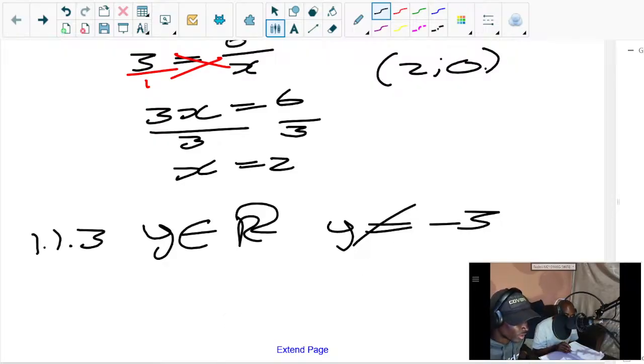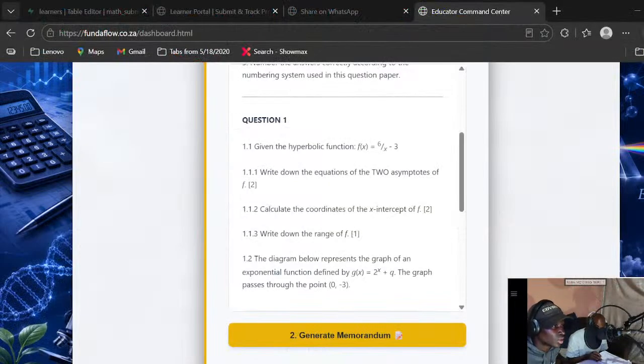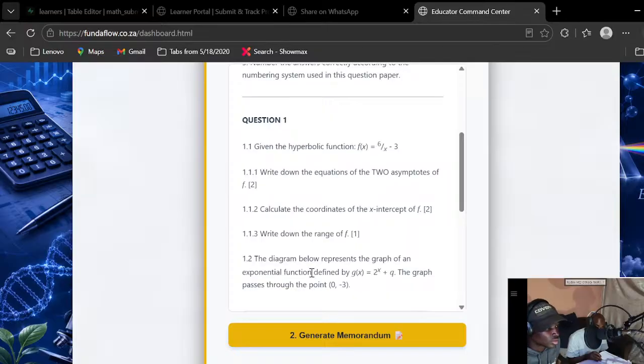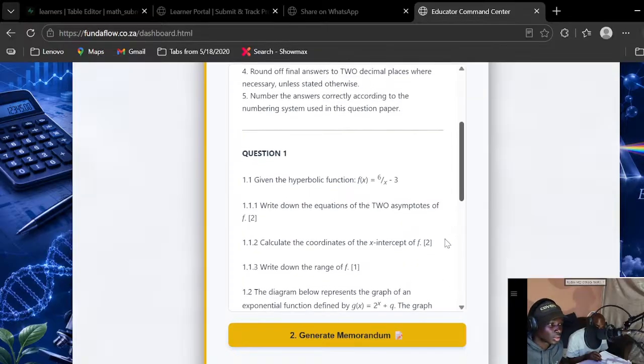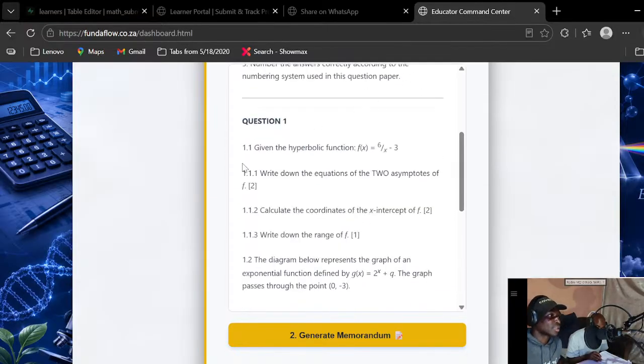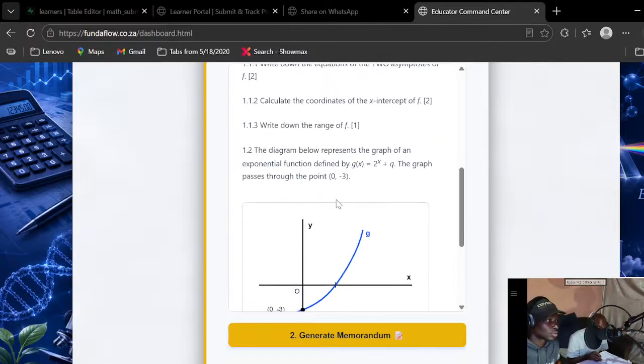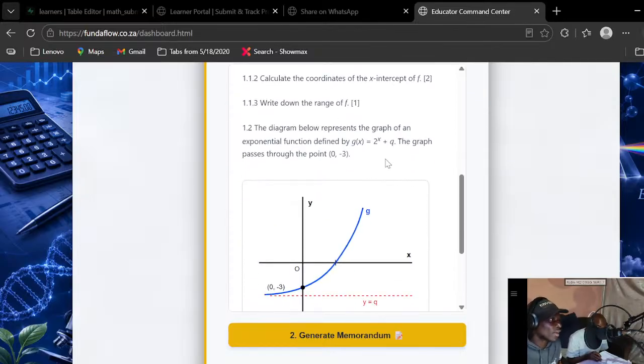Okay, so then we have the next question. The next question says, the diagram below represents the graph of an exponential function. Okay, now we're done with the first part. Let's check, are they still fine? Is there anything that they want clarification on? Chat, any clarification?